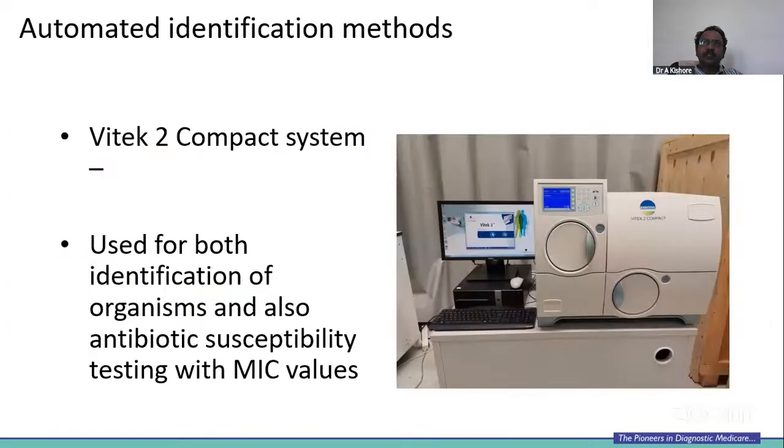These are all conventional methods, whereas you have automated methods too, by which you can try to determine, especially for urine culture. You grow them. Once you grow the organisms, you put them into an automated system called the Vitek 2 Compact system, where you can identify the organism with various biochemical reactions, and also do antibiotic susceptibility testing with minimum inhibitory concentration values.